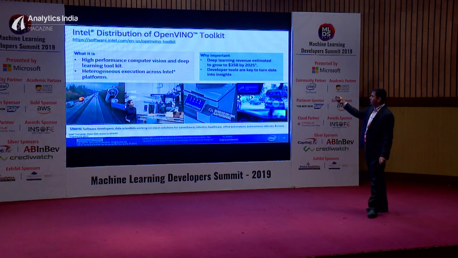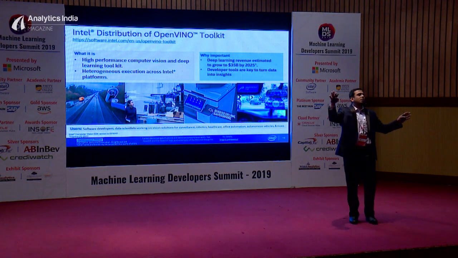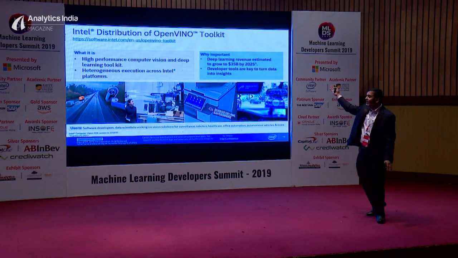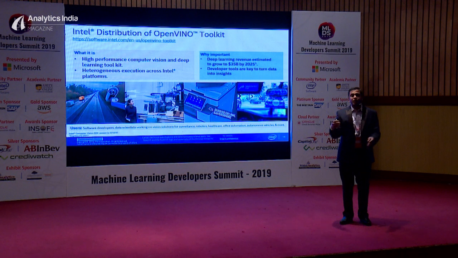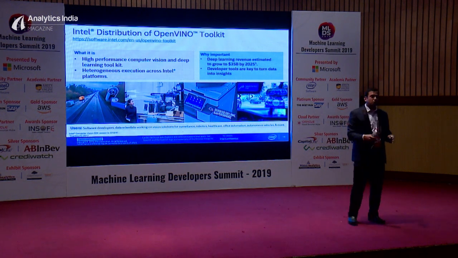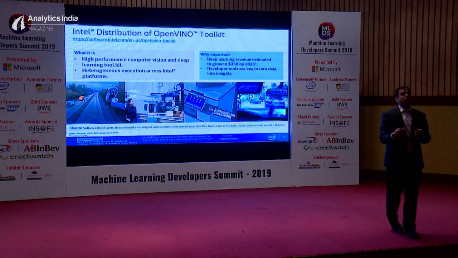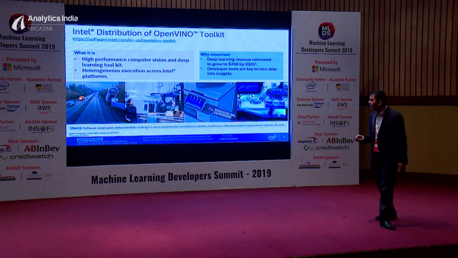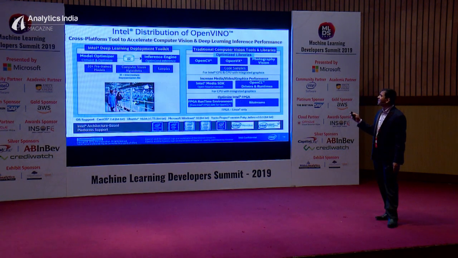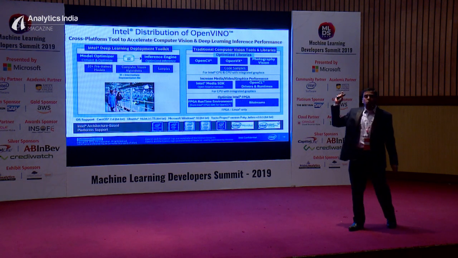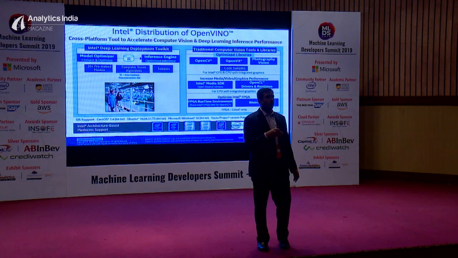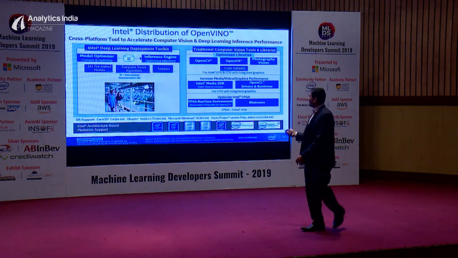From a business standpoint, I know there are very few decision makers here, but all of you know that vision is a big market, and deep learning is also a big market. So we want to make sure we ease developers' job when it comes to developing applications for deep learning, right? So that's the whole idea. What exactly is inside the distribution of OpenVINO? Again, OpenVINO is open source. We have a version that's the Intel distribution of OpenVINO. So what exactly is there?